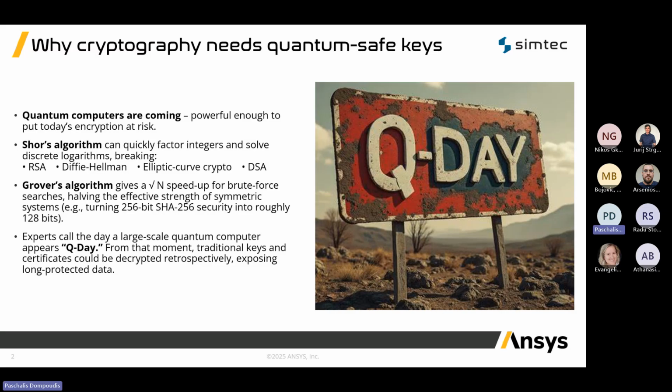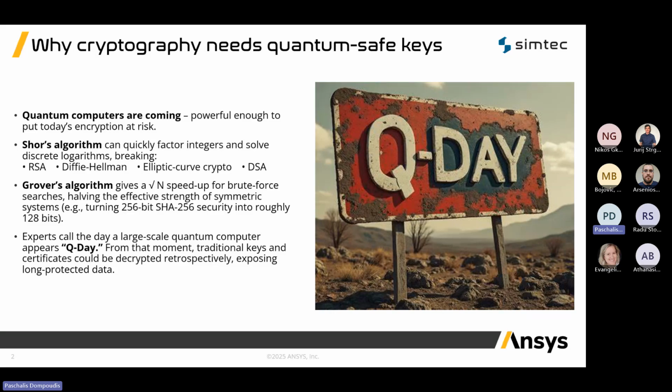And even our symmetric systems are at risk. Grover's algorithm doesn't destroy them outright, but it does give a quadratic speedup to brute force attacks. So in plain terms, a 256-bit hash only behaves like a 128-bit hash against a quantum attacker.